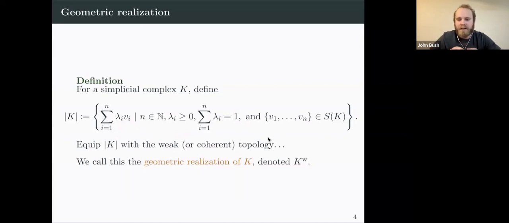To this set, we get a topological space by equipping it with, say, the weak topology, which is also called the coherent topology. The idea is to basically, for each individual simplex, construct an actual Euclidean realization of that simplex, and then to glue all of these together according to how their faces intersect. This is called the geometric realization of K. I'm going to use this notation to denote this space, which is maybe not standard, but I'll also consider later in my talk the same set with a different topology. Whereas typically you might see just the complex itself identified with the geometric realization.